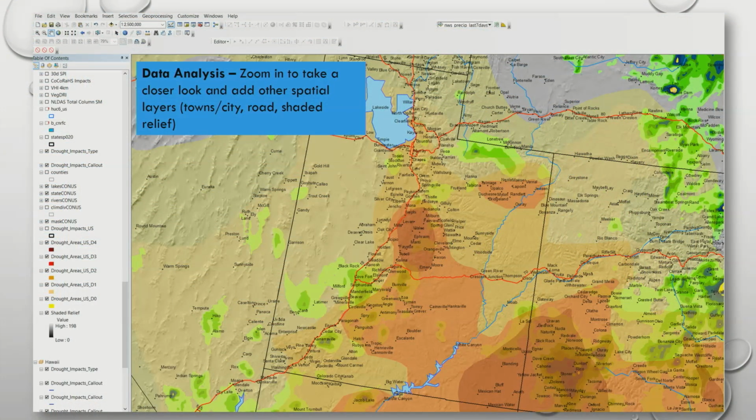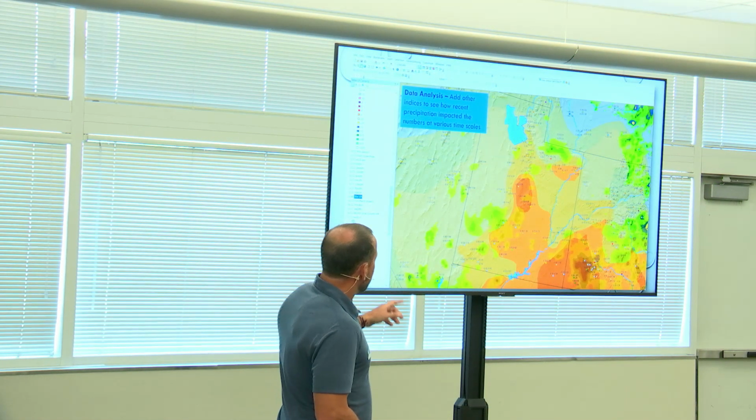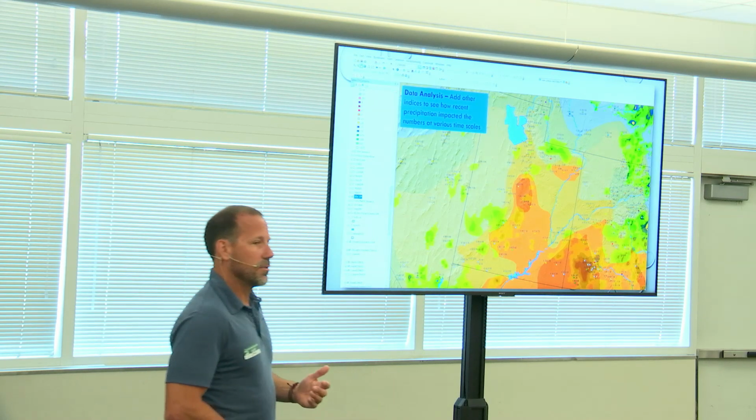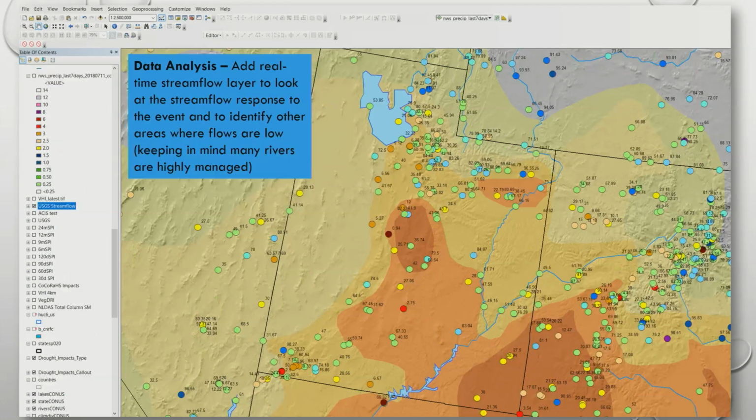I've also turned on a shaded relief map. I'm adding other layers here. I think I have, this is a standardized precipitation index. So what I can do is take a look at how the current rainfall event has impacted the SPI. This is a precipitation index, and see how it's impacted it in terms of various timescales. So I'll turn on 30-day, 60-day, 90-day, and I'll go through and look at all the different timescales.